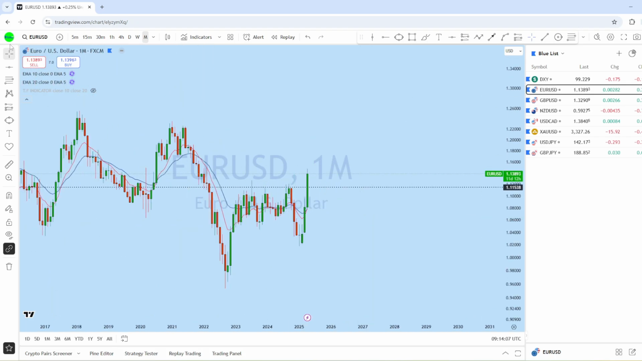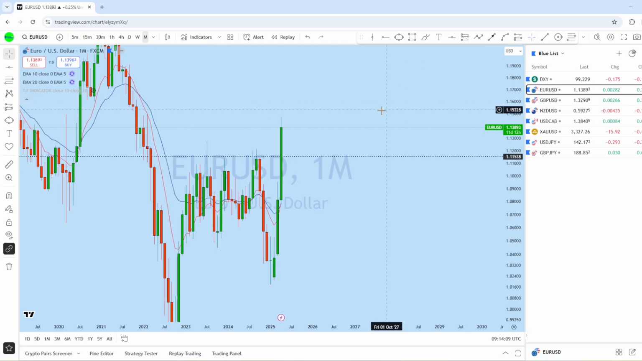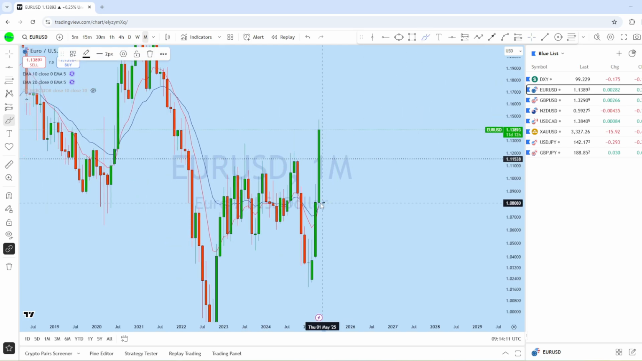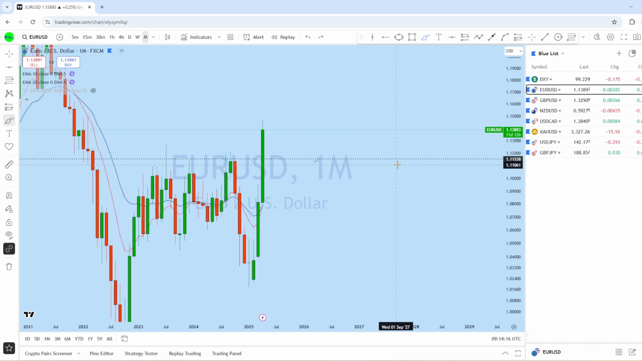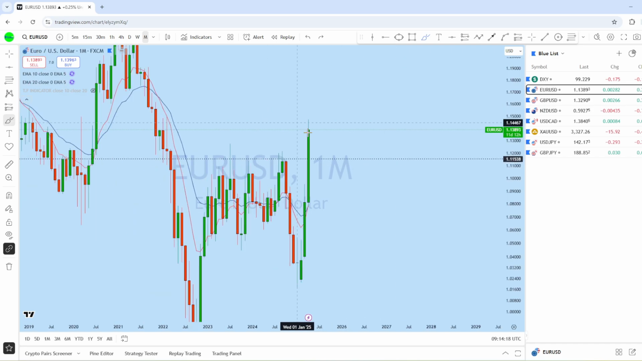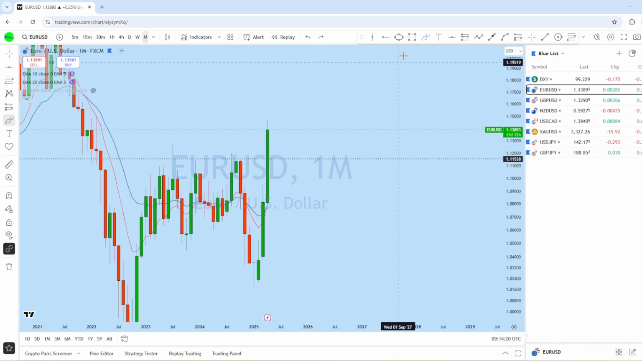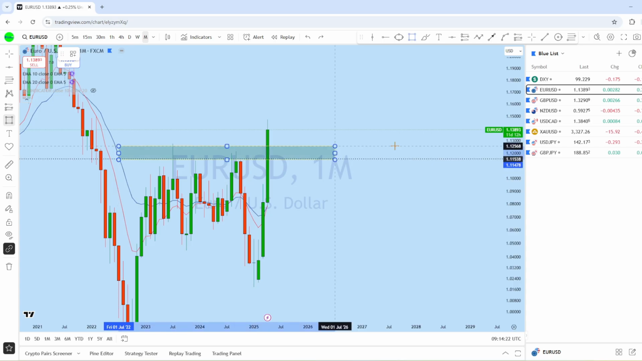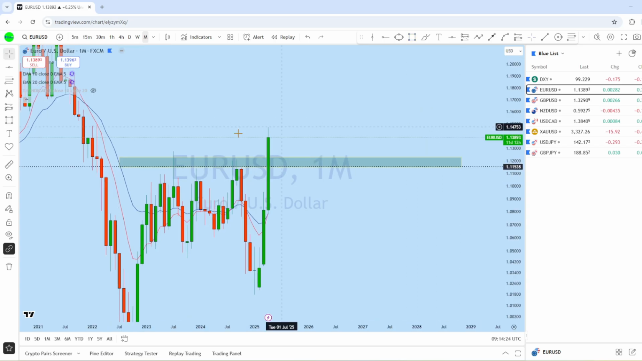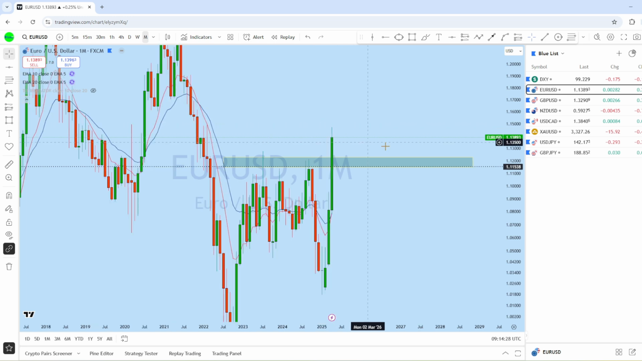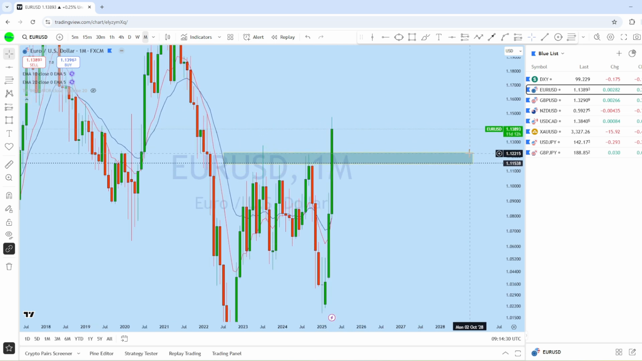Now looking at monthly on euro USD, we can see that this is the monthly bullish engulfer on euro dollar, and with that monthly bullish engulfer here, which is a monthly candle close above this level, which is a very important monthly candlestick pattern, expecting euro dollar to remain potentially bullish after an initial pullback in that area.